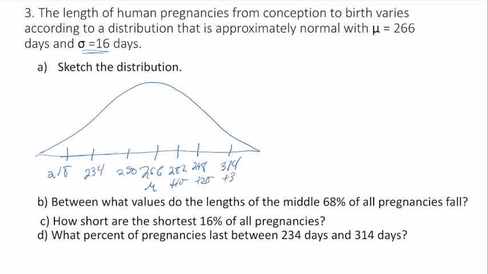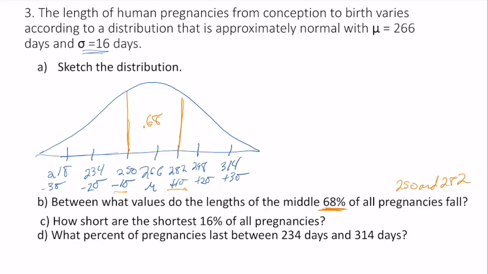So remember what I'm doing over here is I'm taking my mean and I'm adding 1 standard deviation, 2 standard deviations, 3 standard deviations, and then I'm subtracting 1 standard deviation, 2 standard deviations, and 3 standard deviations. So between what two values do the middle 68% of all pregnancies fall? Well, our middle 68% of data is marked by the first standard deviation. So that's going to be between the values of 250 and 282.